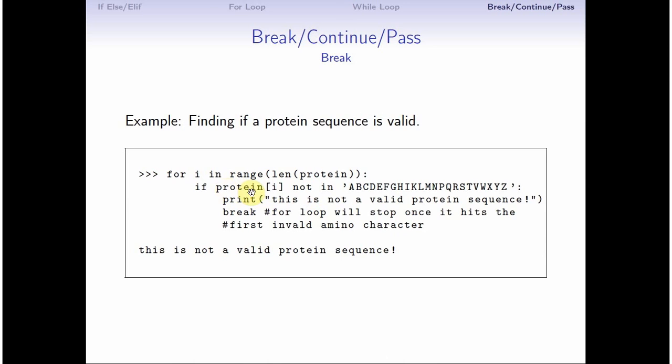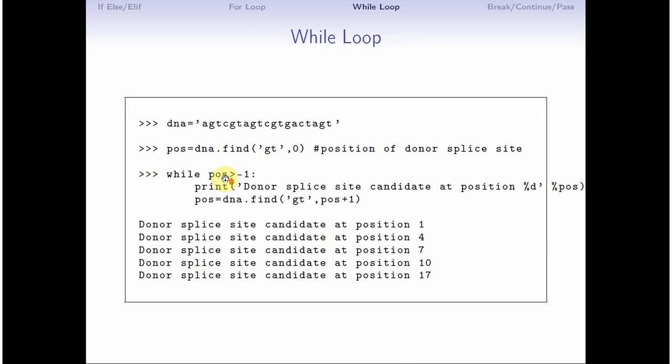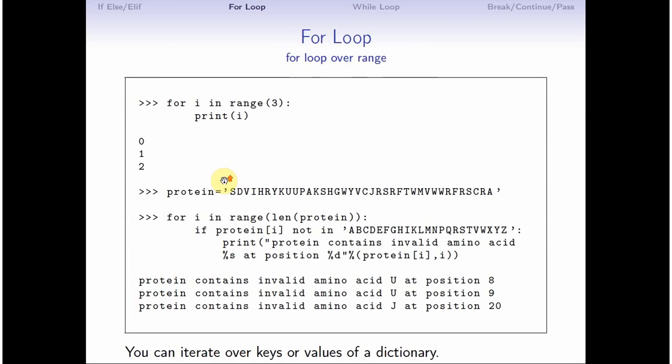If we look through it one by one, if the character is not inside the valid set, then you print that this is not a valid protein sequence, then you break. The for loop will be stopped once it hits the first invalid amino acid character. Because if we never put a break, based on this protein, there are 3 invalid amino acids, correct?